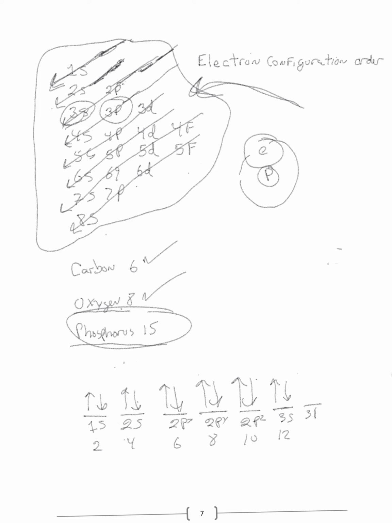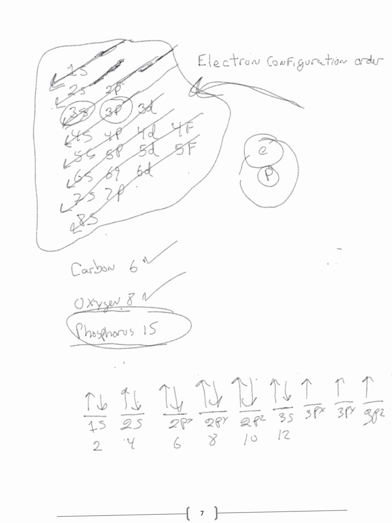So 3px, 3py, and 3pz. And I need to add 3 electrons. So I'm going to put 1, 2, 3. So now I have represented here the electron configuration of phosphorus. Okay? So that's electron configuration. Now, a simpler one.